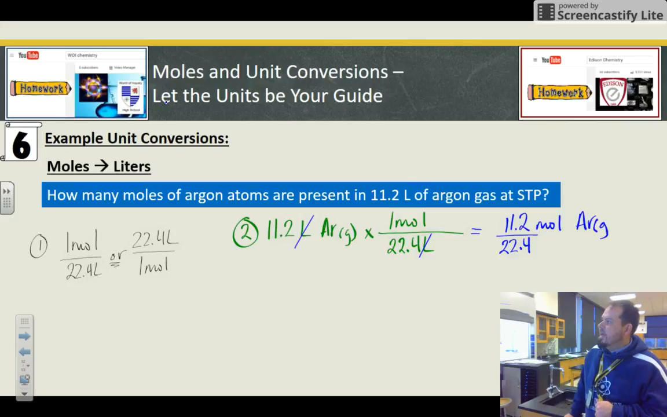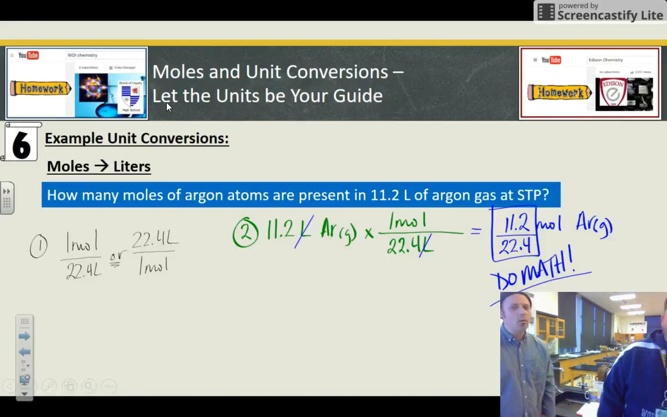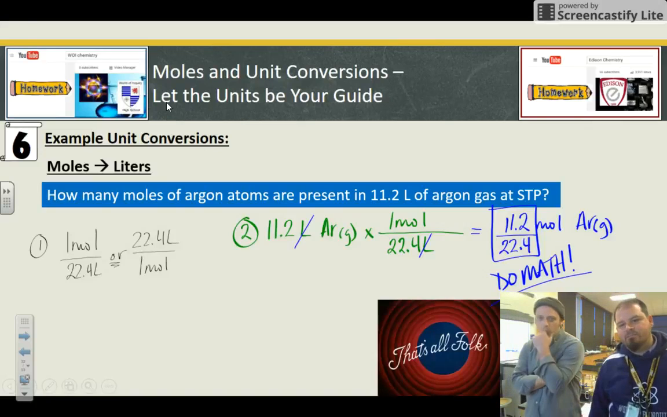So you do the math, but that one we can do right in our head. About a half, about a half a mole. And I think you want your grade to be higher than 50. Just saying.